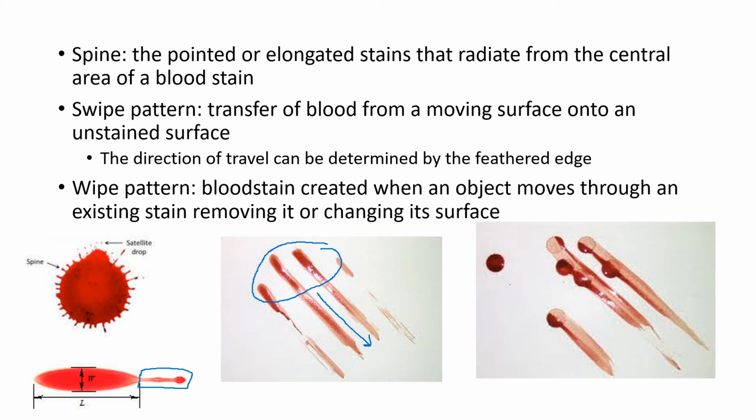So you see the original parent drops, and then you see the hand went that way through the drops, creating those tails that are feathered at the end. But blood was already on this surface with a wipe pattern. Whereas with a swipe pattern, there's a bloody surface moving on a clean surface. So that's kind of the difference between the two.